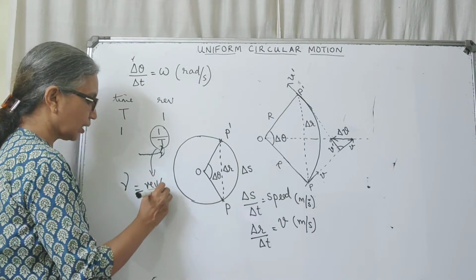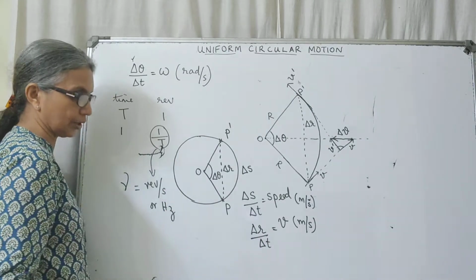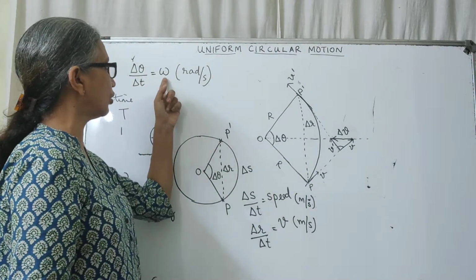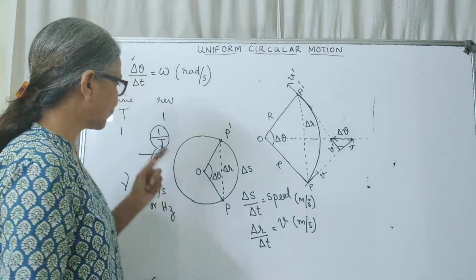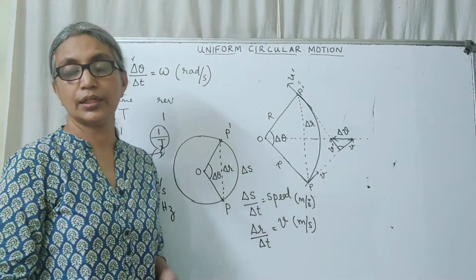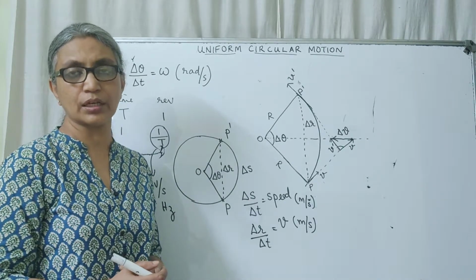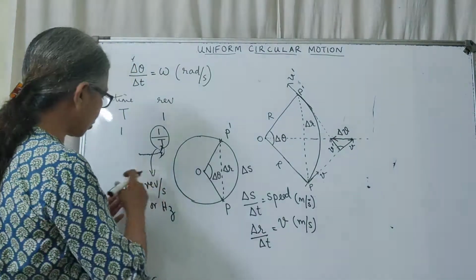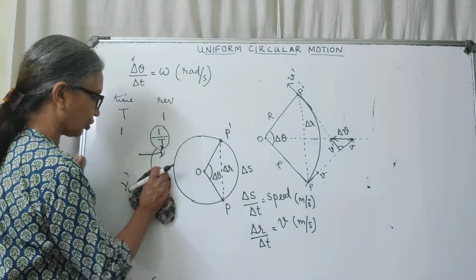in revolutions per second, which is also represented in hertz, the SI unit. So, the angular speed or angular frequency is the angular displacement by time in radian per second. 1 by T, which you call as the linear frequency, is represented in terms of the SI unit as revolution per second or simply per second or in hertz. Now, the relation between this and this is what I'm going to show you now.